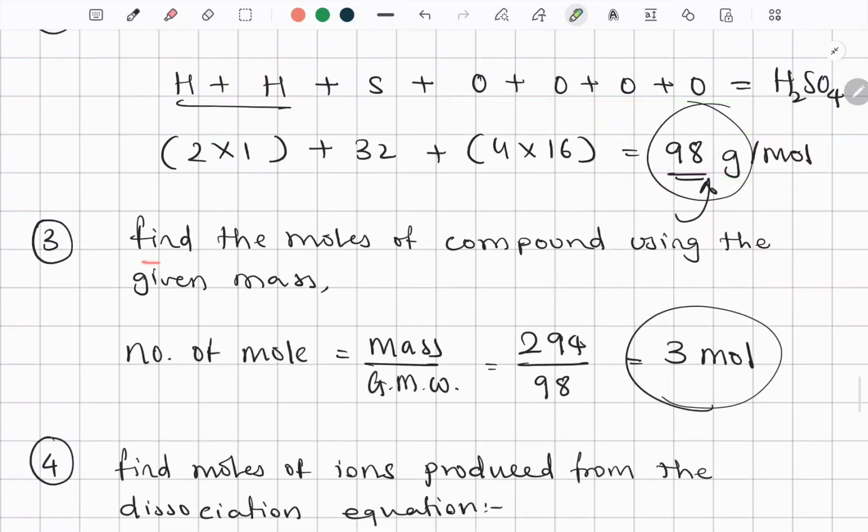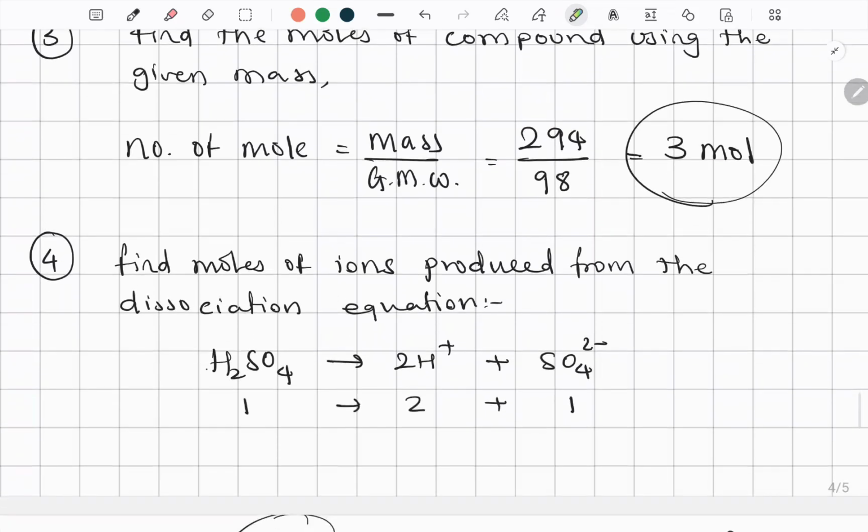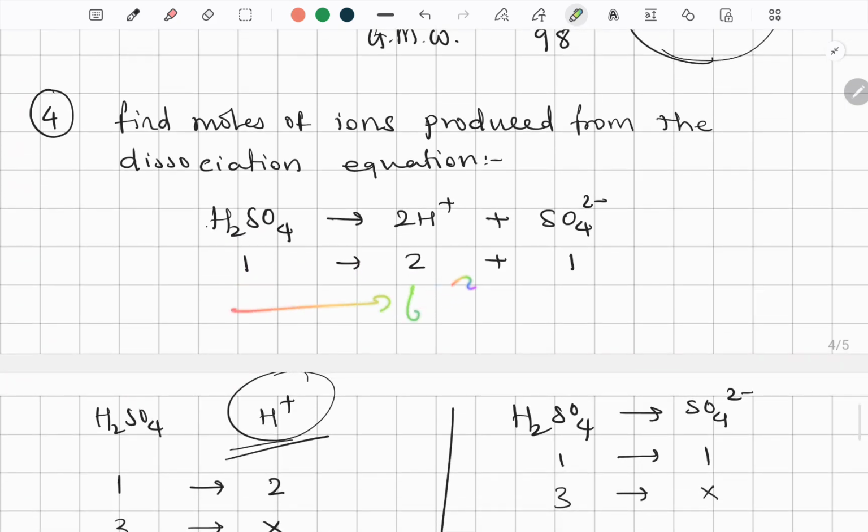Third step, find the moles of the compound using the given mass. The mass given in this question was 294 gram, and the molar mass we calculated is 98 gram per mole. When we divide, we get 3 moles. And the final step is to find the moles of ions produced from the dissociation equation. That is, basically, if 1 is giving you 2, then 3 will give you how much? That we have to calculate, and that's it, we are done with this question.